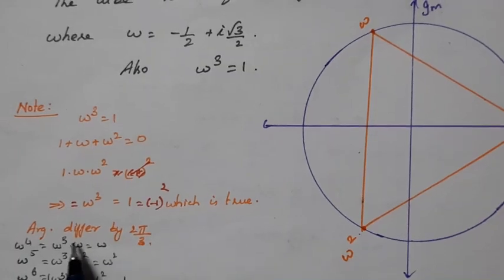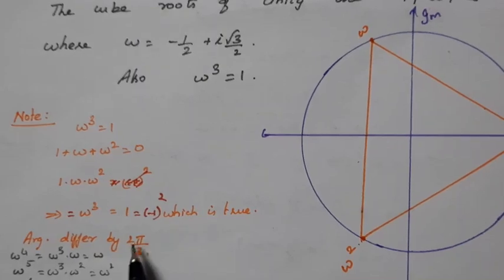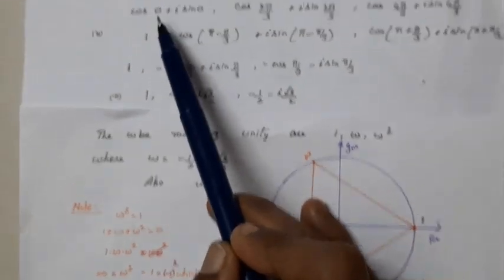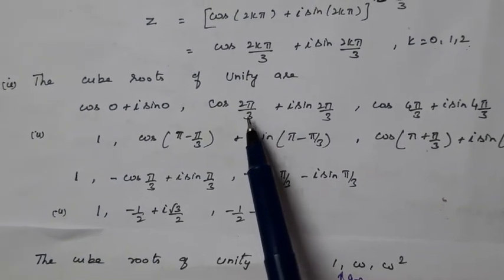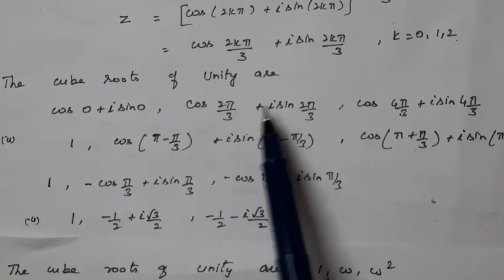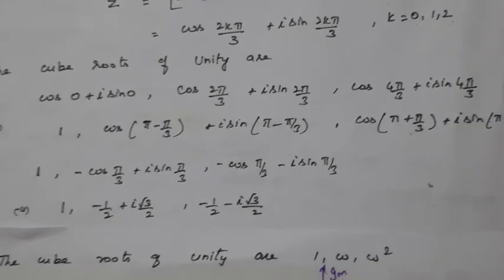And look at the argument. For nth roots, the arguments differ by 2 pi by n; here, for cube roots, the arguments should differ by 2 pi by 3. Look at the arguments: for the first root it is 0, the second argument is 0 plus 2 pi by 3, and the third one is 2 pi by 3 plus 2 pi by 3, which is equal to 4 pi by 3. So the arguments differ by 2 pi by 3.